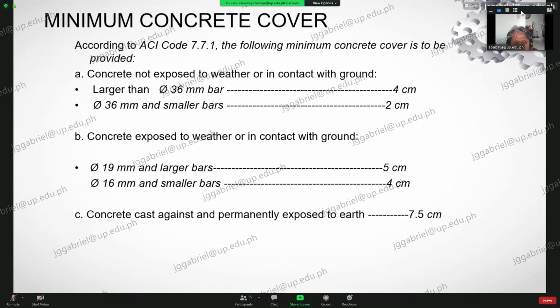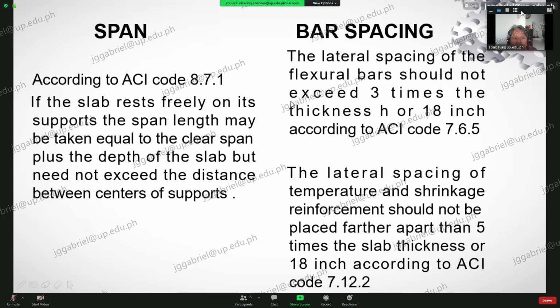Okay, concrete not exposed. Span: if the slab rests freely on its supports, the span length may be taken equal to the clear span plus the depth of the slab, but not to exceed the distance between centers of supports. Okay, that is what we mean by span.